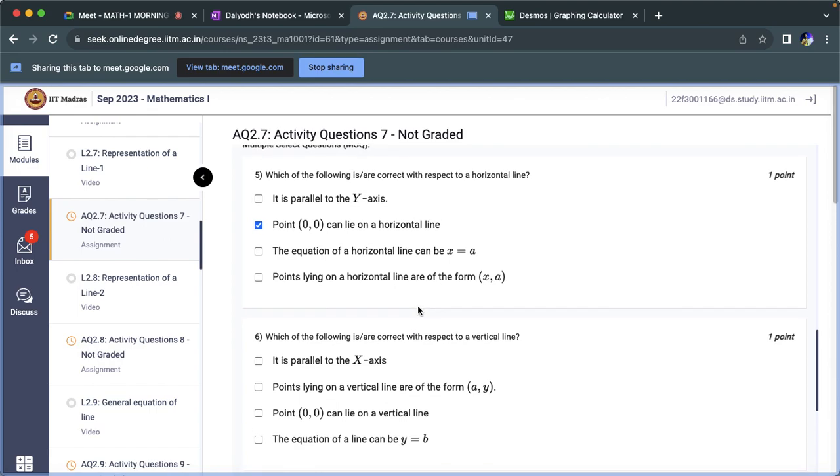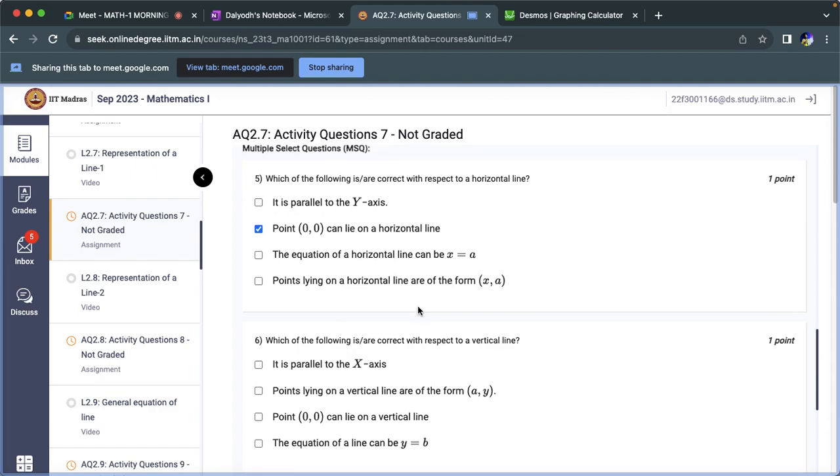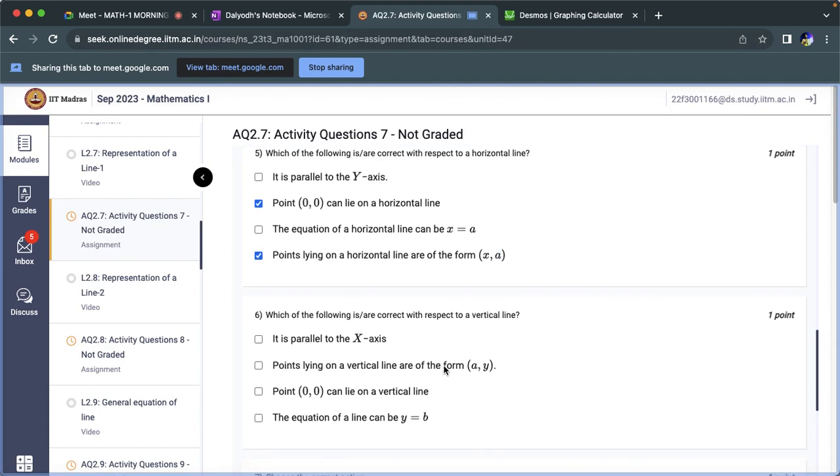Third answer, the equation of a horizontal line is x equal to a. That is actually not correct, because we can't make x a constant. If x is constant, then y is varying, so it is parallel to the y-axis. It must be y equals a constant, with x varying. The same thing satisfies the fourth option: a is constant, y is constant, x is varying. So this is a horizontal line.